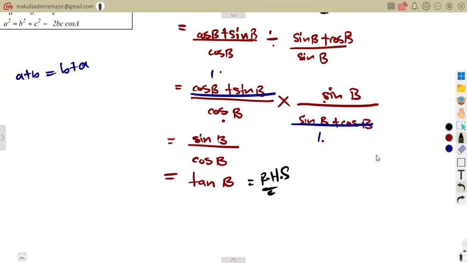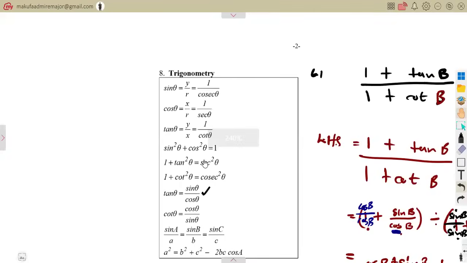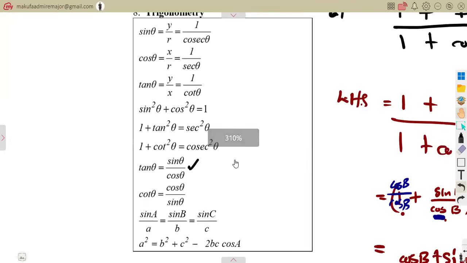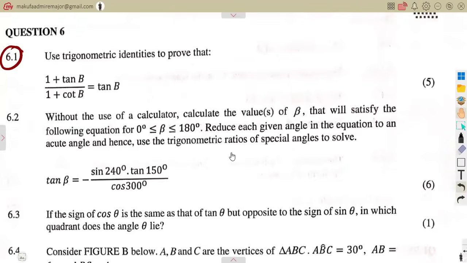So that is how you can prove identities. Play around with your formulas, whatever that you're given under the trigonometry there.